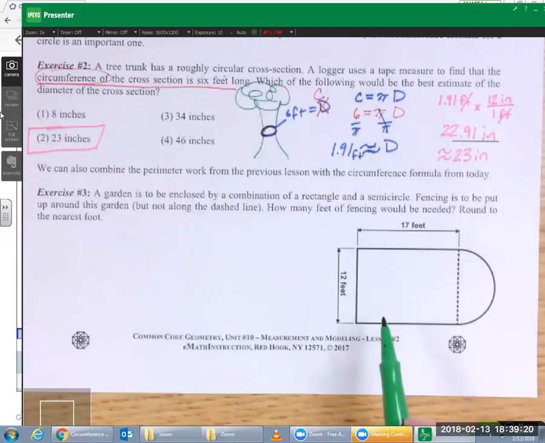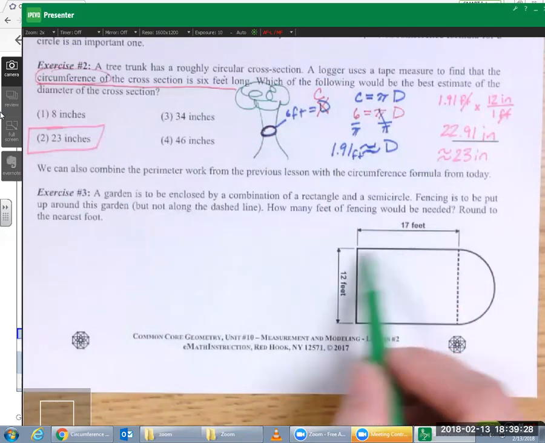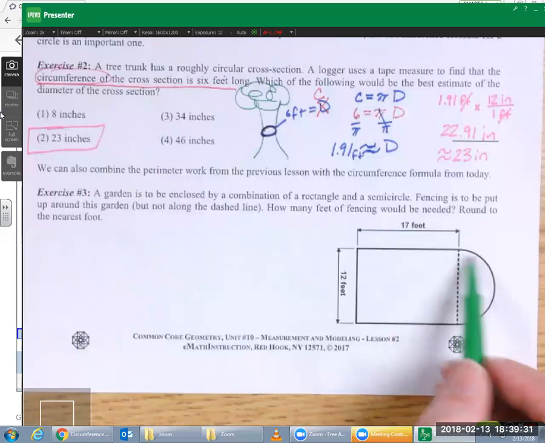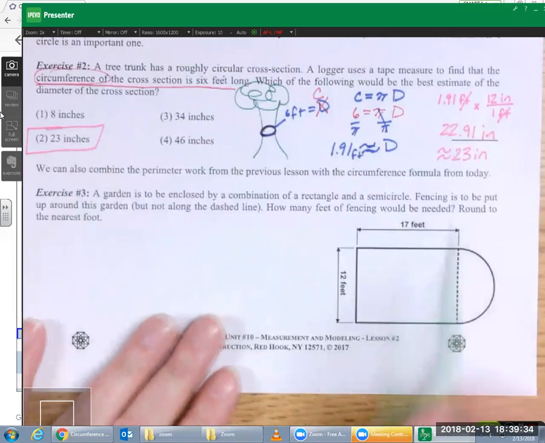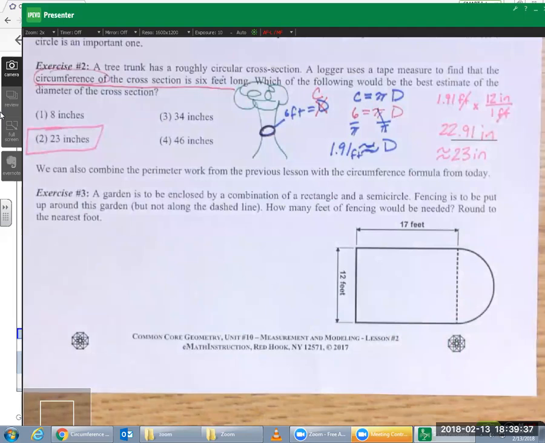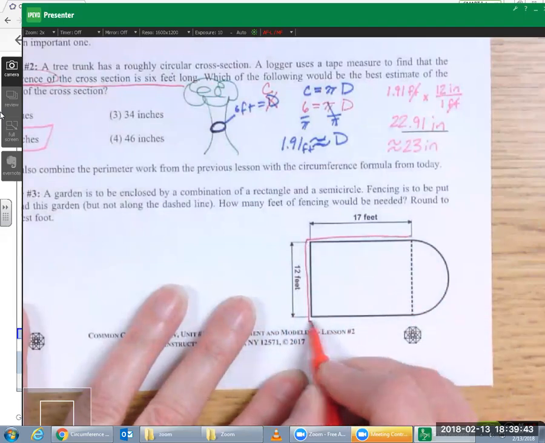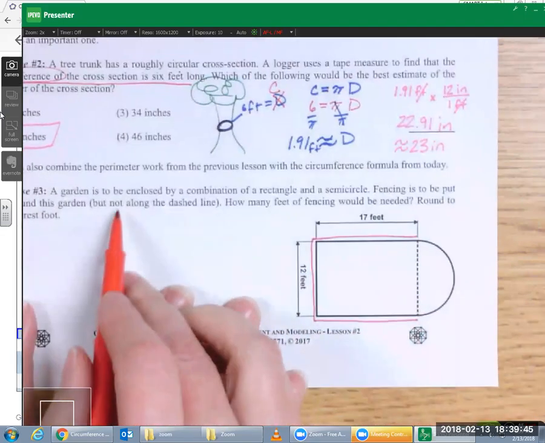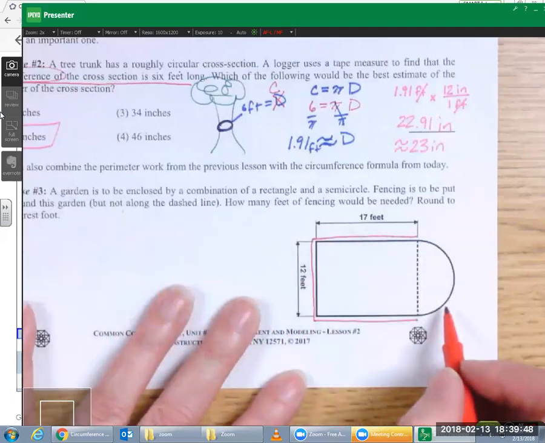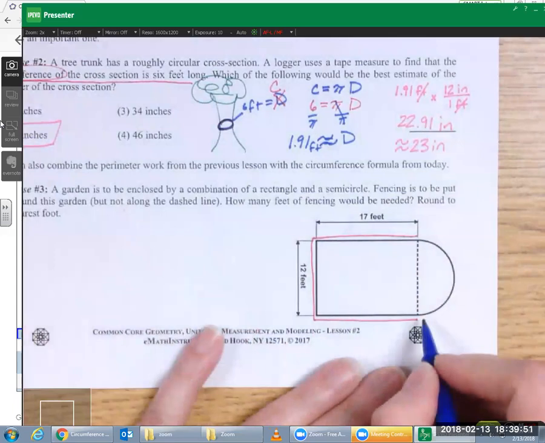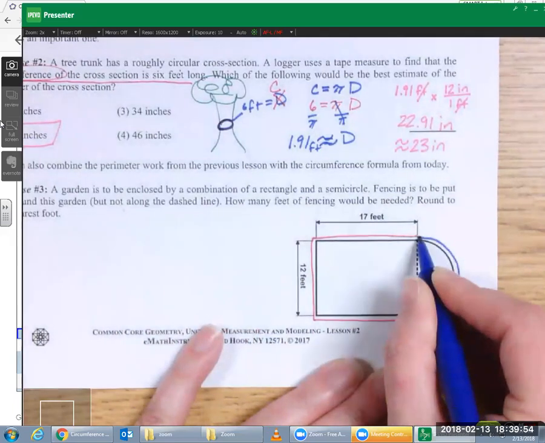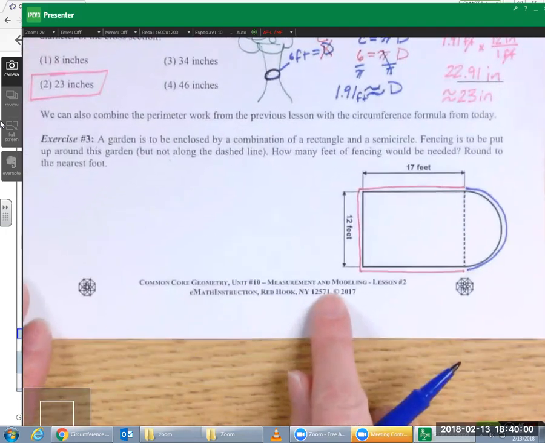This is a garden, and truly, if you look around you, you see a lot of rectangular shapes, but often circles will be a part of a shape. So here is a garden that's a combination of a rectangle and a semicircle attached to the end. We're going to put fence around it. So on that fence line, we are going to go around the garden on all the rectangular or the straight line sides. We're not going to go up that dashed line. Notice it says that here. So we're going to stay on the outside of the garden. When we get to this part, though, we're going to have to go around the curve of this semicircle right here. And we want to find out how many feet of fencing are going to be needed for that.